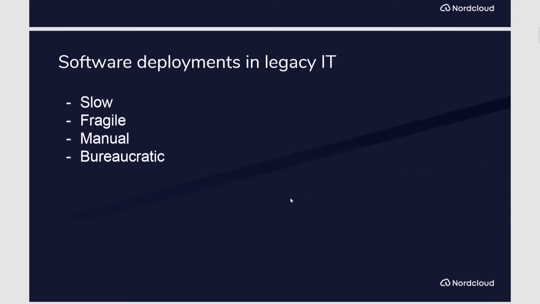So, software deployments in legacy IT. I think most of you are familiar with this, and there are several problems with it, especially when you are on top of cloud. These are typically slow, in the sense that there are a lot of manual steps to be done, and they can also be fragile, because when you are doing those manual steps, it's easy to make mistakes. You might run some shell scripts or commands from the CLI, and it's easy to make mistakes.